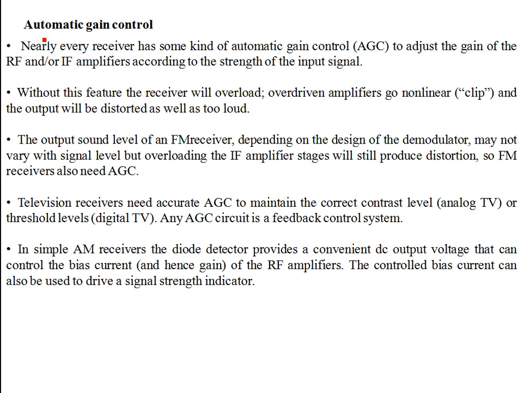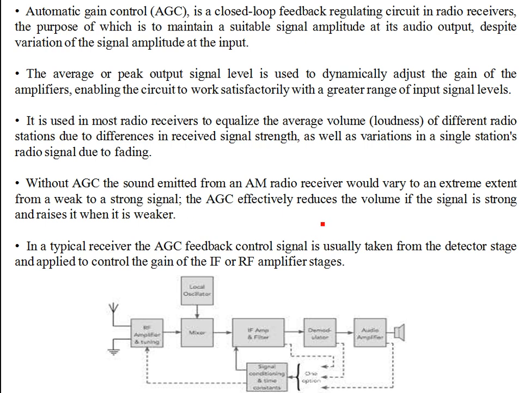Now in most receivers, AM receivers, FM receivers as well, and television receivers, you have automatic gain control. Over here you see signal conditioning and time constant; this is your AGC. It's a feedback loop. For example, this is a standard superheterodyne receiver. From the antenna, you receive the modulated RF signal. There's an RF amplifier and tuning, so it could be whatever channel you want to listen to.